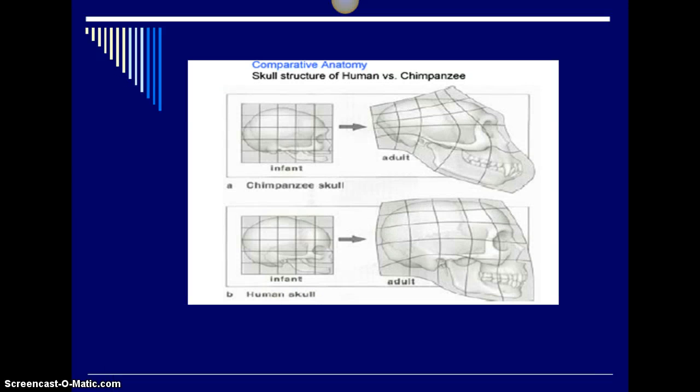Another example here is a skull, comparative anatomy of the skulls between a human skull and a chimpanzee skull, meaning that there was possibly a common ancestor, and then evolution or changing or modifications from that common ancestor led to two different species.